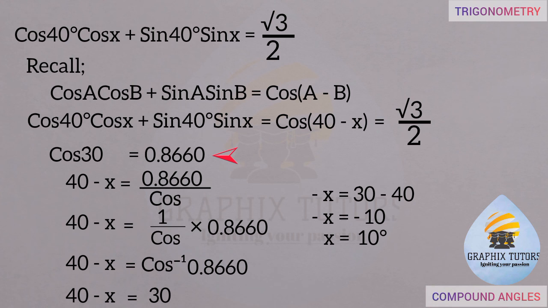And when you input your cos 30 in your calculator, you will have root 3 over 2, or you say 0.8660. So that is what we have there. And that is how we solve problems that are related to this kind of questions.